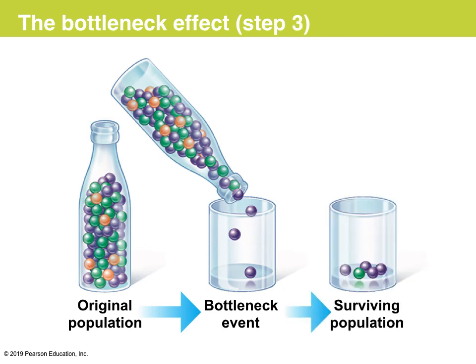So as a result, your surviving population, you've lost all the oranges, right? You only have 1 green and a few of the purples. So that's your new gene pool. So you go from all that variation in the original population, a bottleneck event, and then your surviving population has much less diversity. So here's a video.